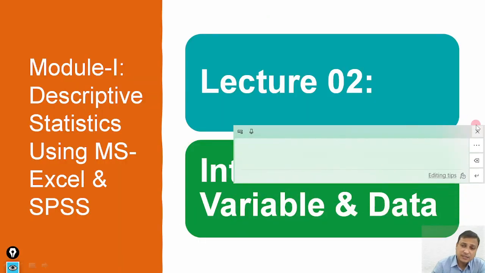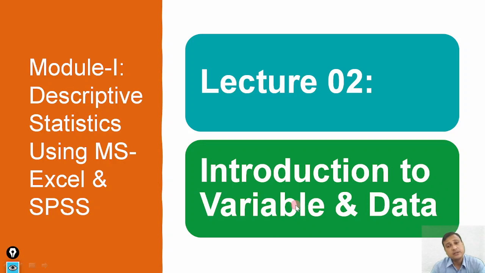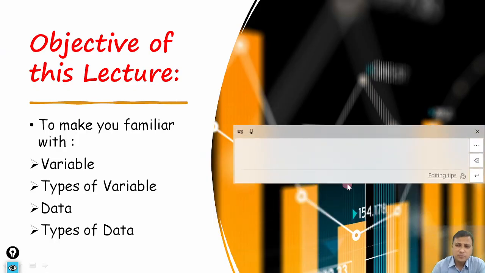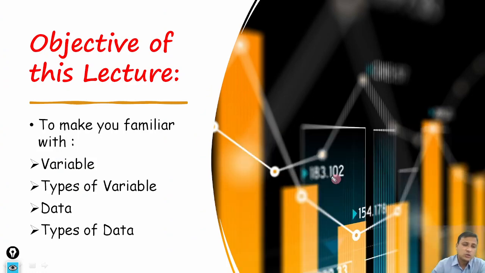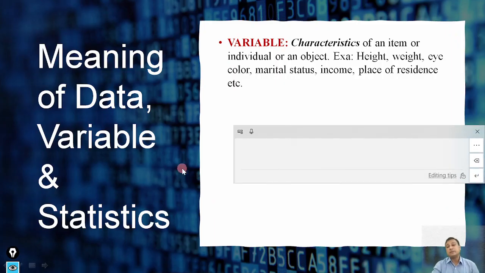So here is the title of lecture 2 and the title is Introduction to Variable and Data. Objective of this lecture is to make you familiar with the meaning of the variable, to make you familiar with the different types of the variable, to make you familiar with the meaning of the data, and to make you familiar with the different types of the data. So let me start with the meaning of the variable. What is variable?